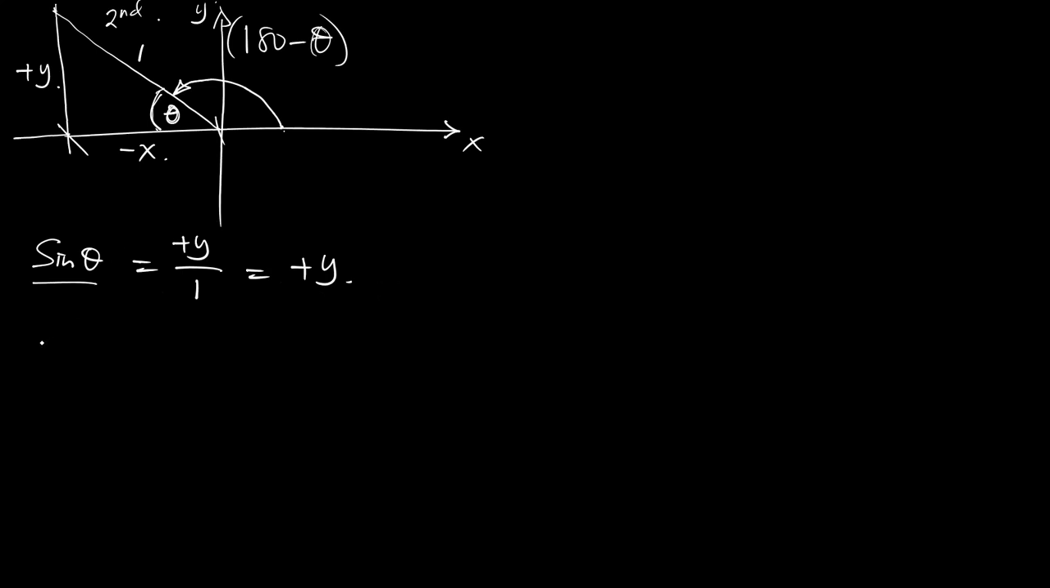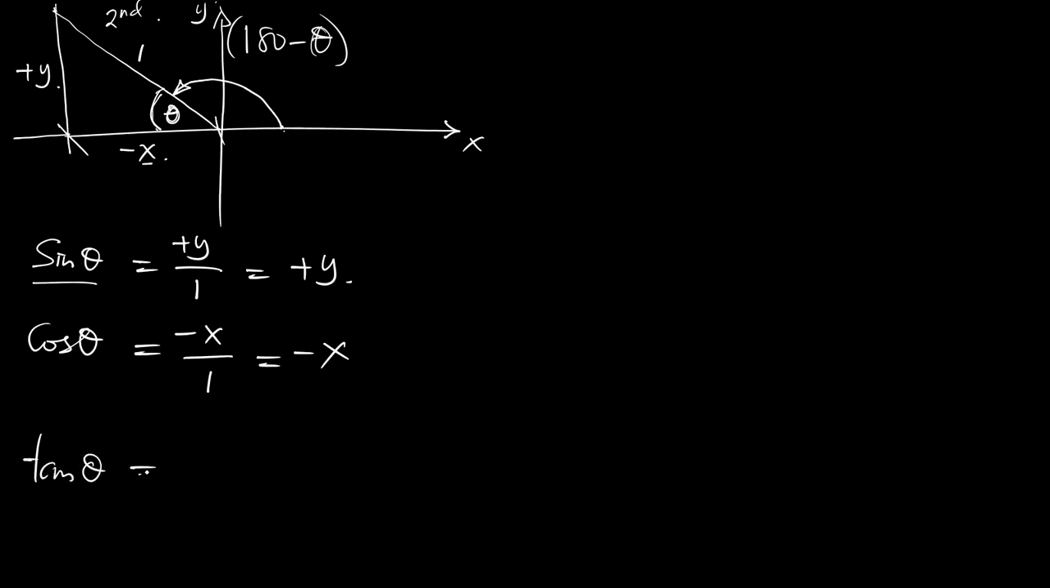Then at the second quadrant, let's look at cos theta. Cos theta is adjacent all over hypotenuse, so minus x divided by 1 gives you minus x, which means that cos theta is negative at the second quadrant. Then let's look at tan theta.